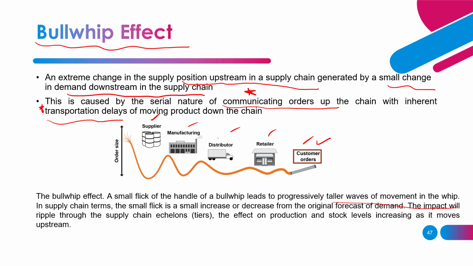Like we are saying in supply chain terms, these small flicks, increase or decrease in the original forecast demand, have an impact towards the upstream supply chain, or upstream echelons, or we can say the tiers in the supply chain. That's why upstream they need to maintain a certain stock level, and they need to produce a huge quantity, or more quantity than is needed.